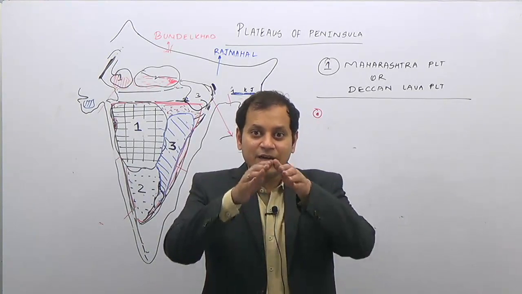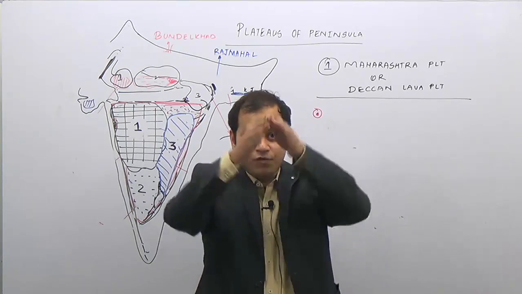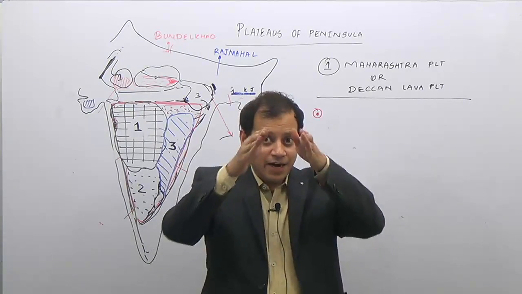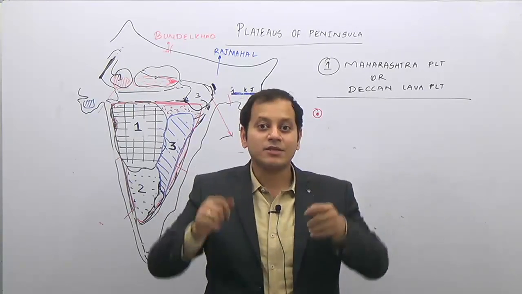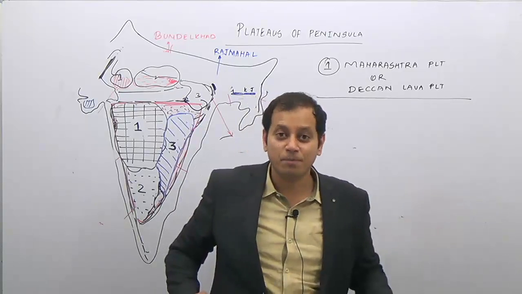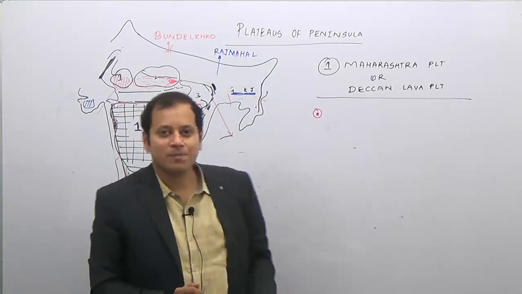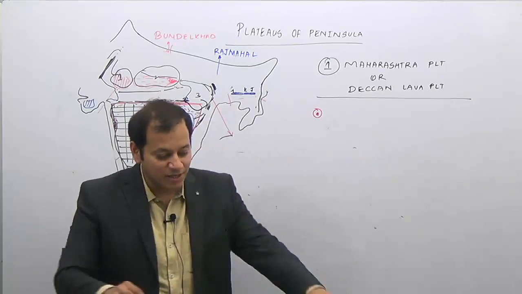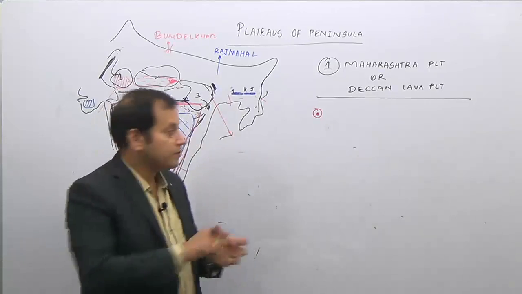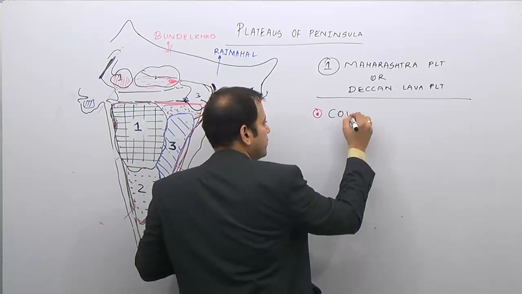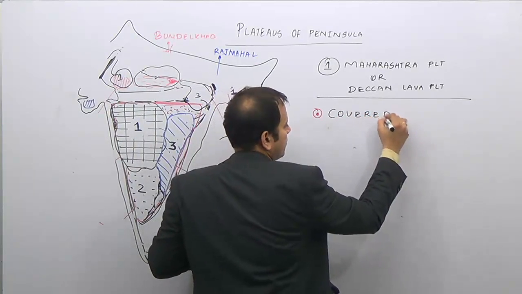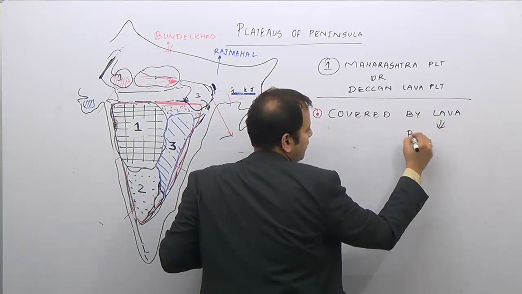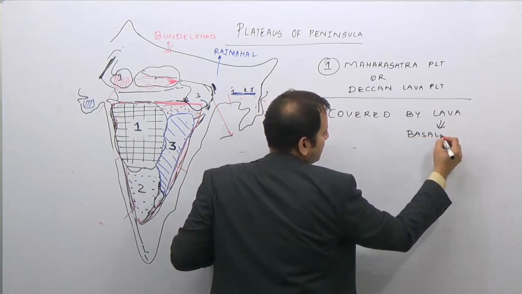So when the granitic lava erupts, it flows, solidifies, resulting in the formation of mountains. Granitic lava will result in the formation of mountains. Basaltic lava will result in the formation of a plateau. So is the Deccan a mountain or a plateau? It is a plateau. That means this is a region which is covered by lava. But which lava? It is covered by basaltic lava.